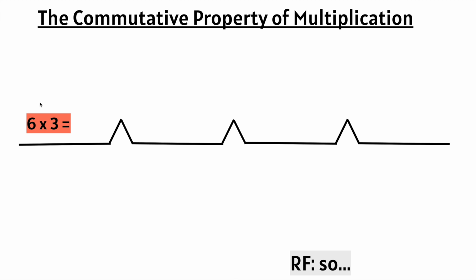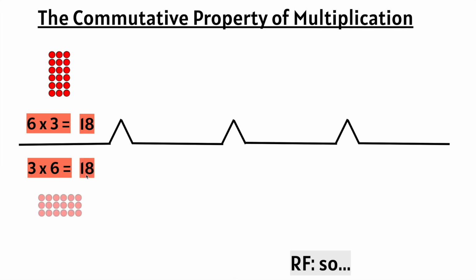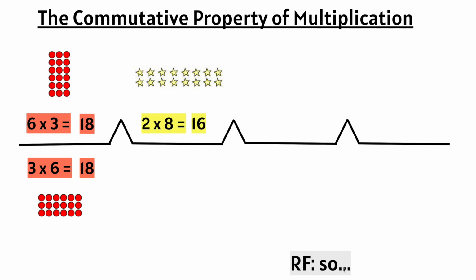6 times 3. 6 times 3 means 6 rows, 1, 2, 3, 4, 5, 6 of 3 in each row. We know that 6 times 3 has a product of 18. If we switch the order of the factors 6 and 3 to 3 times 6, we know the product will still be 18. Just like 2 times 8, we need 2 rows, 1, 2, with 8 on each row. We know that 2 times 8 has a product of 16, so 8 times 2 also has to equal 16.